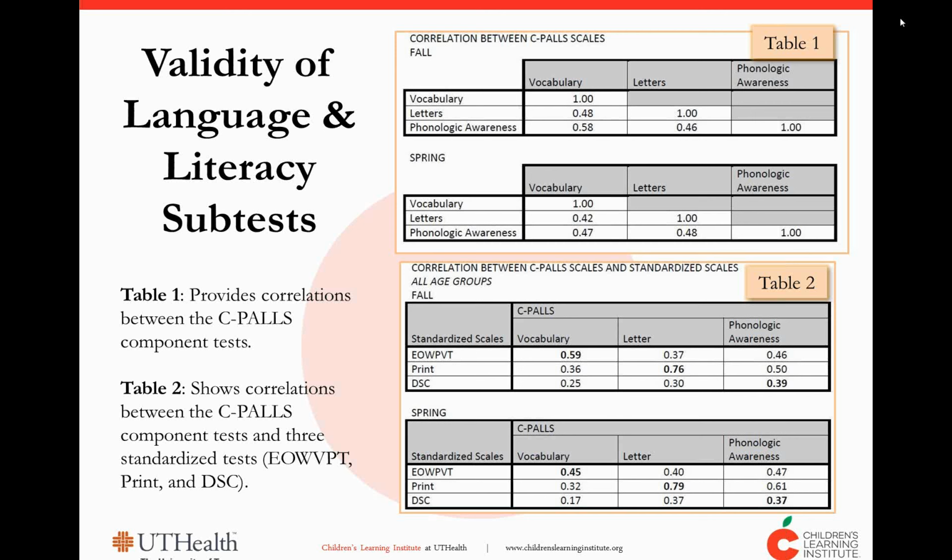So we continue to update our technology manual. These are tables that come out of that manual to look at relationships between CPALs subtests and these different norm reference tests. The science validation has looked at these relationships with a new comprehensive science norm reference assessment with our CPALs, and we're getting some very nice results there.